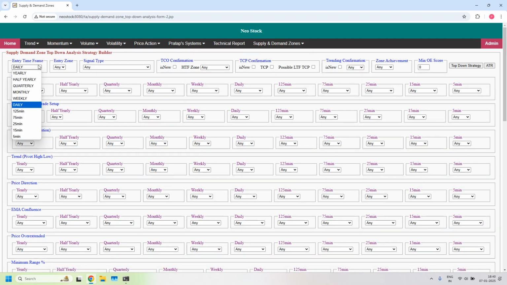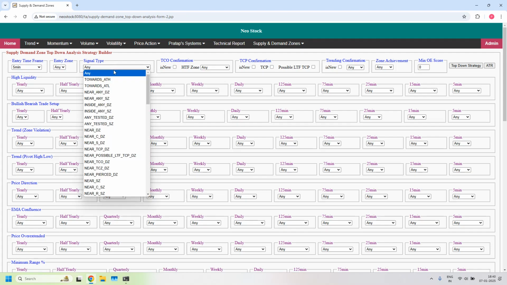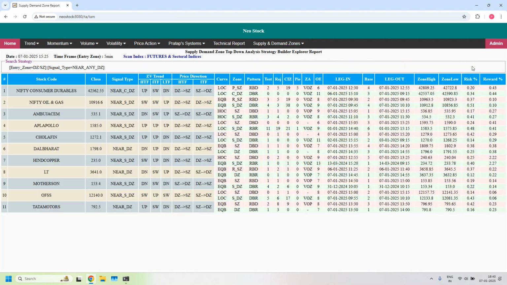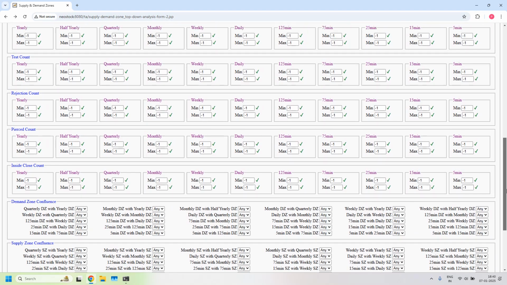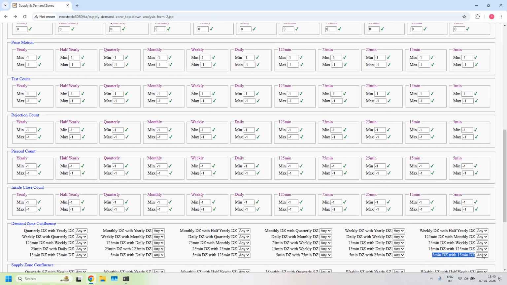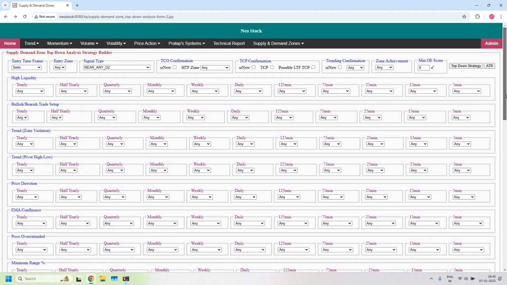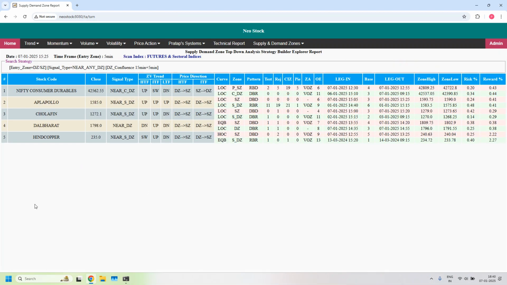Next, for 5 minutes time frame, stocks near 5 minutes demand zone. We got 11 stocks. Out of these 11, how many are having ITF confluence? These 5 minutes demand zone having 15 minutes demand zone confluence. I am enabling the filter. With this filter, we got 5 stocks. So these 5 minutes demand zones are part of 15 minutes demand zone. In that, second one is invalid, it is pierced.